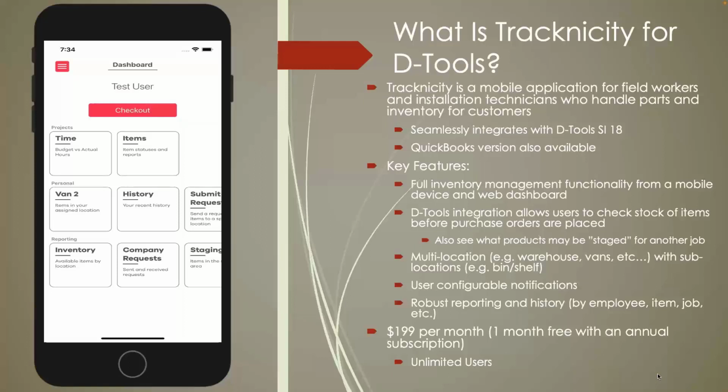Tracknicity for DTools is available on an annual and a monthly subscription for $199 a month, and there's 1 month free with an annual subscription, and that's an unlimited user license. So there's no per user fees associated with it. There's no additional fees associated with X dollars per app or whatever. It's $199 per month, and that allows you to use as many users as you want in the platform.